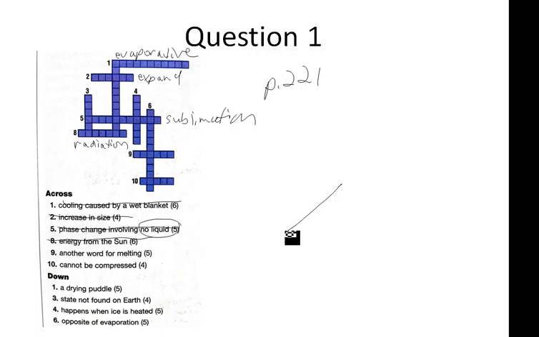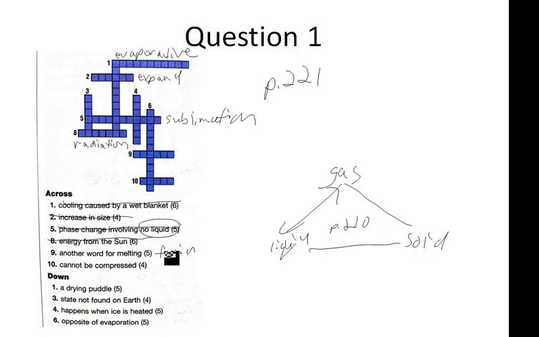Another word for melting. So if we remember, we have a little chart with our little triangle showing you liquid, gas, and solid. And that's on page 220. Make sure you know this chart. And so this is called fusion. Another word for melting is fusion.